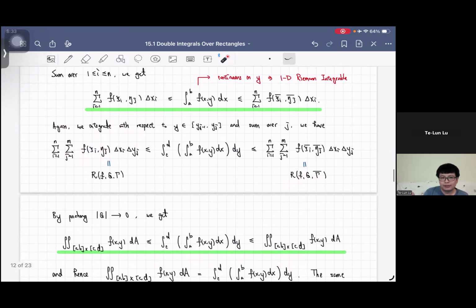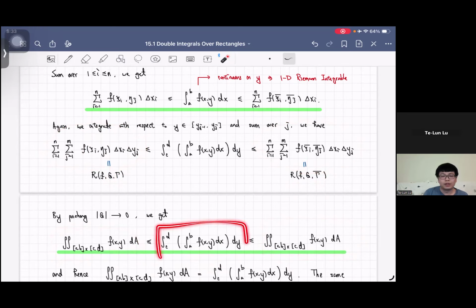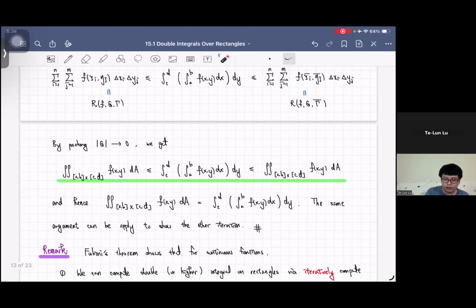By integrability, we know that f is integrable, right? It is continuous. So whatever the lower and upper sums are, when the mesh goes to 0, the left-hand side and the right-hand side always converge to the actual double integral. So by the squeeze theorem, the middle term here, the iterated integral, must be the same as the double integral. And you can prove the same thing if you do the integration with respect to y first.